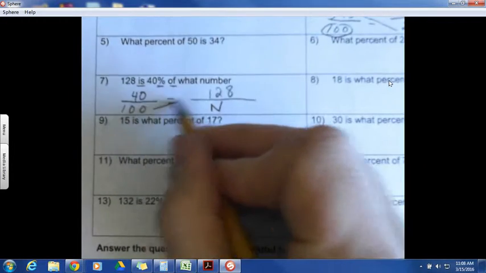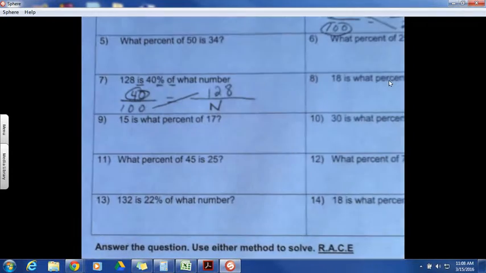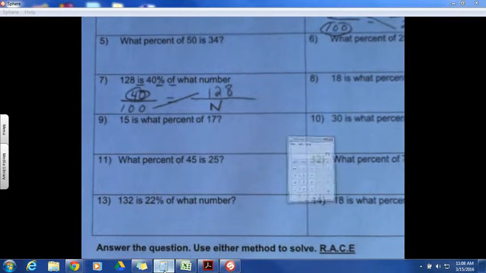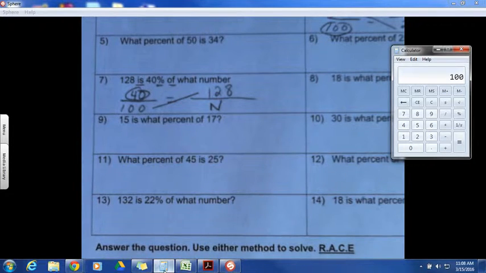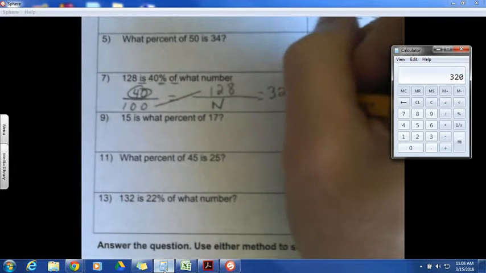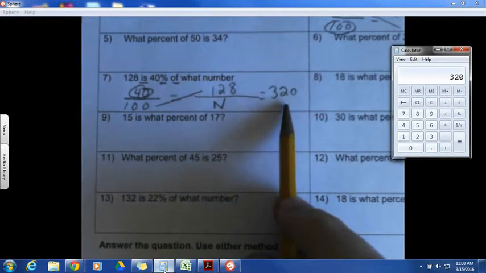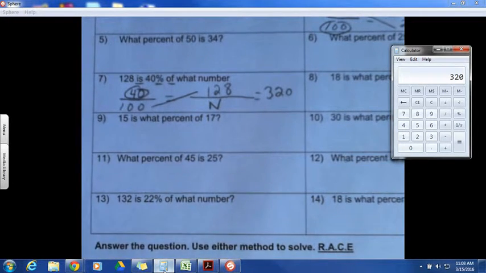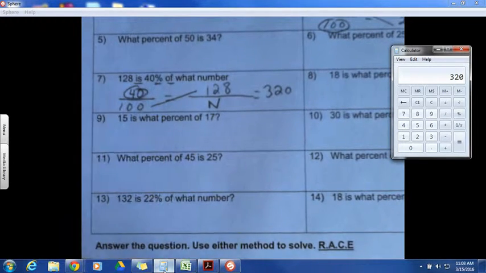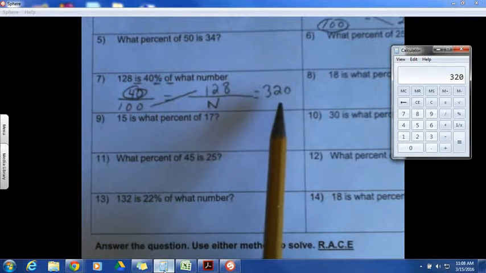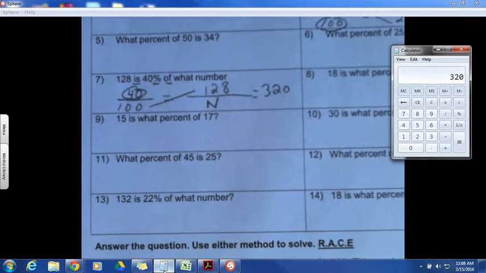And now we cross multiply, divide by the leftovers. Easy peasy. 100 times 128. Take that, divide by 40, and our answer is 320. So 128 is 40% of 320, which makes sense because 40% is about half, and 128 is not quite half of 320.